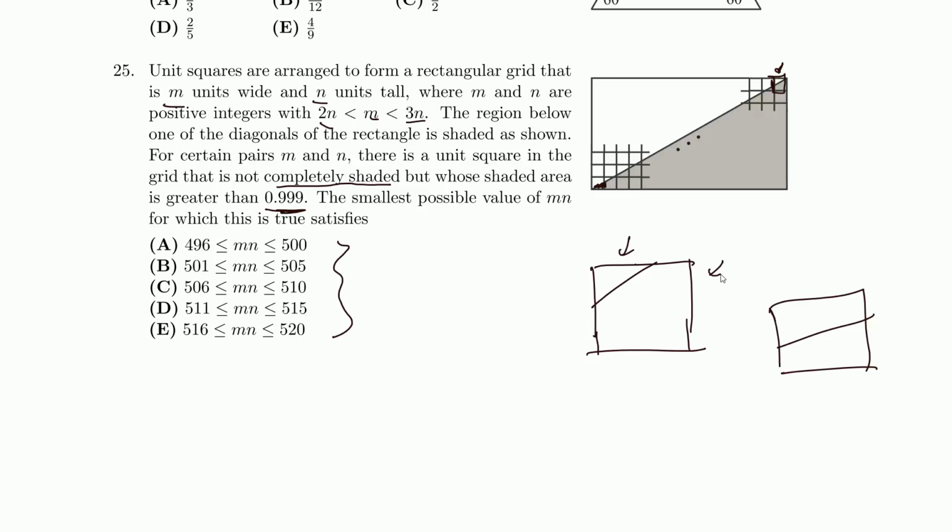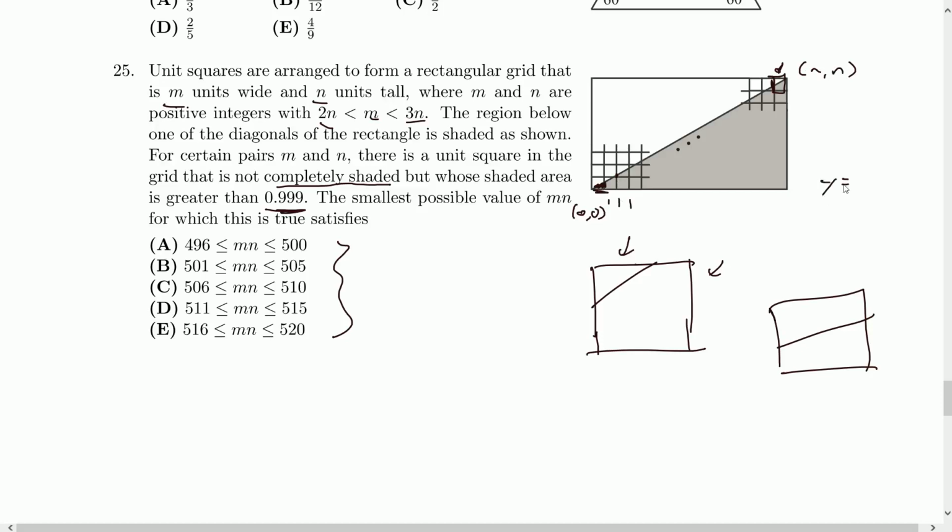I'm tempted to possibly put some coordinates on here. Go from 0, 0 all the way up to m, n. Because you'll notice as we go one square, two squares, three squares, we could get a slope of a line passing through the origin, so it wouldn't be that bad. It would have y equals n over m x, and there would be no b because it passes through the origin.